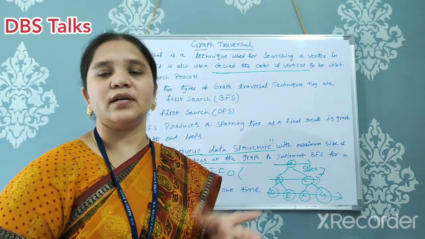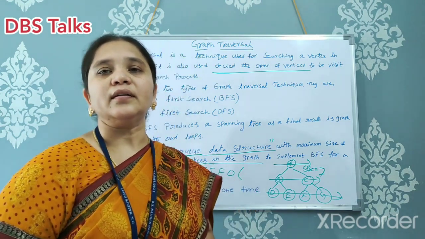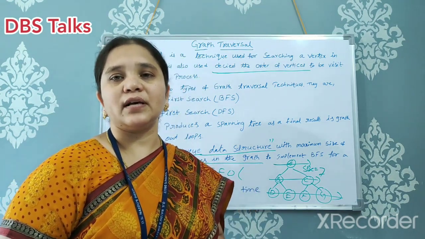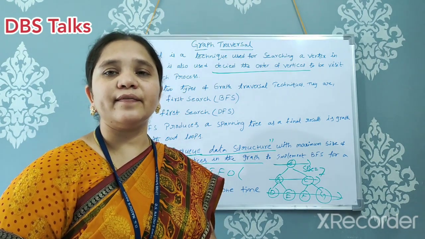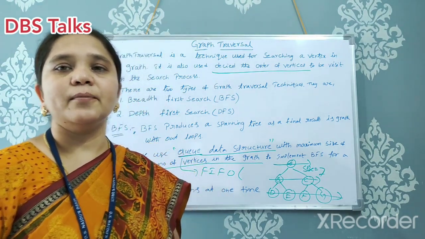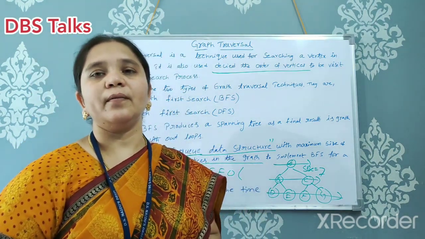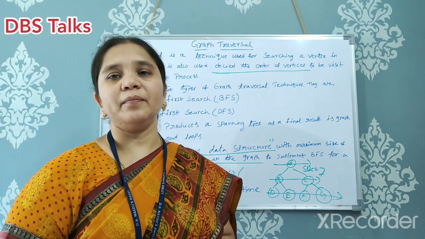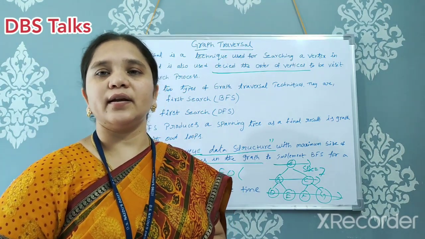In the process of searching, how many types of graph traversals are there? There are two types of graph traversals. What are those? The first one is breadth first search, in short we call it BFS. The second type is depth first search, in short we can call it DFS.